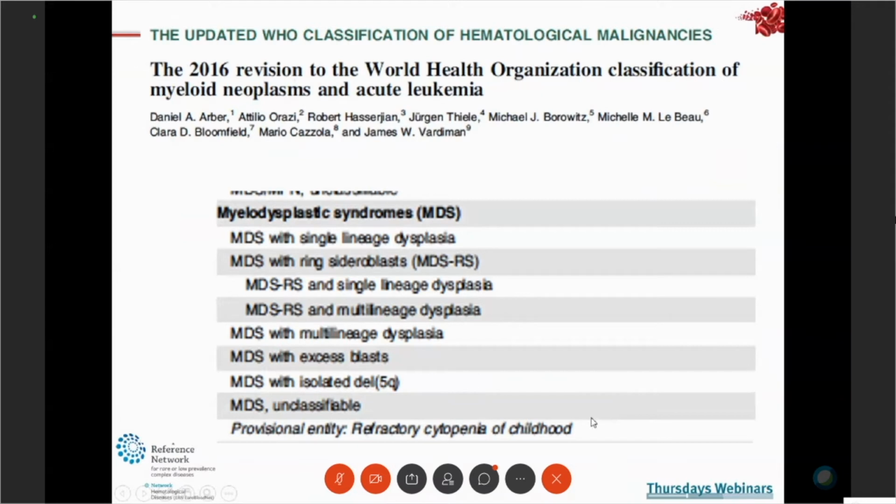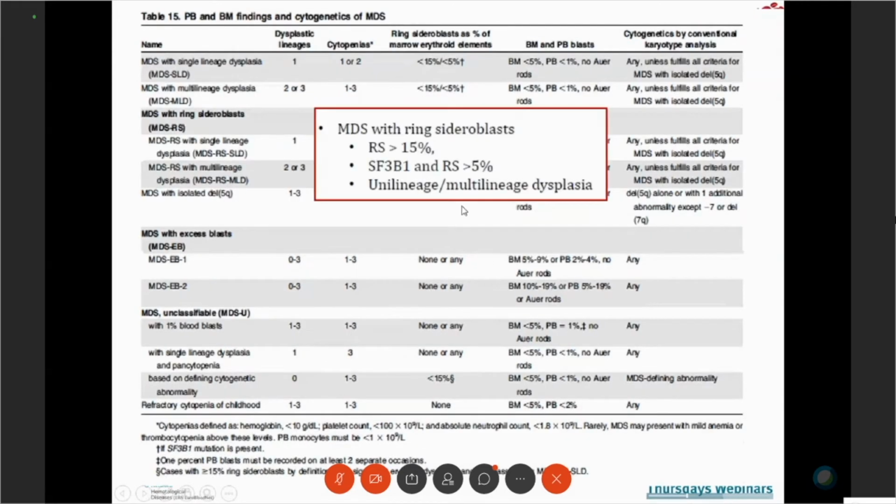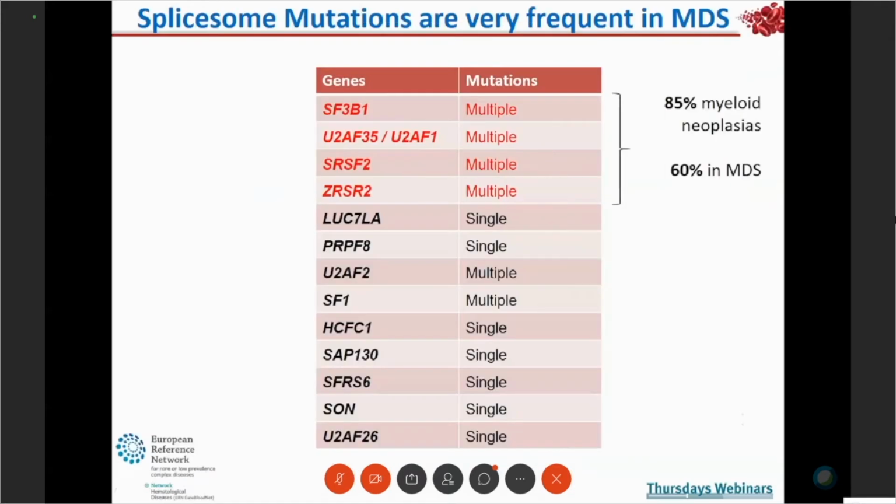This is the WHO classification, and as you see, it looks quite simple, but actually a novel approach has been to identify as MDS with ring sideroblasts the cases in which ring sideroblasts were higher than 5% but lower than 15%, but that harbor SF3B1 mutation. So for the first time, we have molecular data that comes into the WHO classification of MDS.